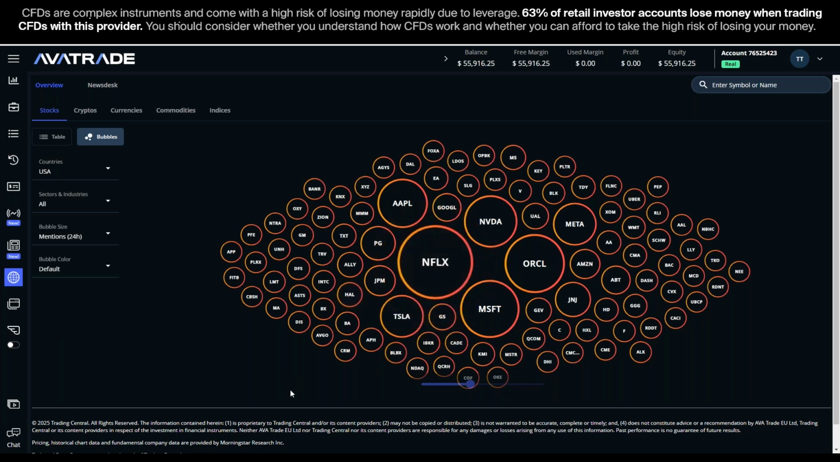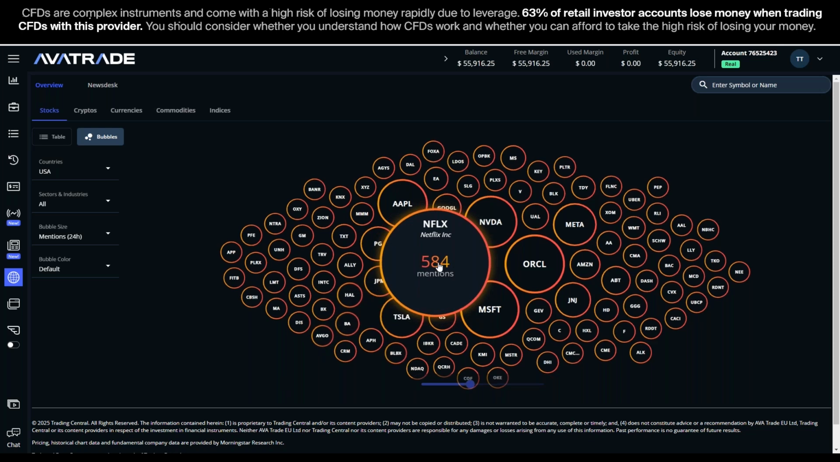Okay, Netflix is trending the most. It's the biggest circle in the pictogram. It tells you how many mentions it's found online, 584. So let's see, well, what's happening with Netflix? What's the big deal?